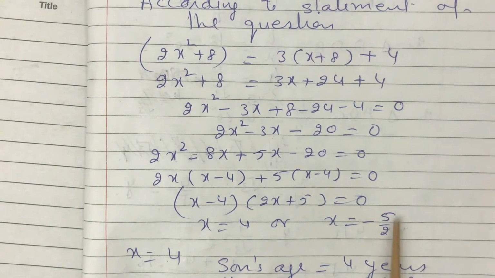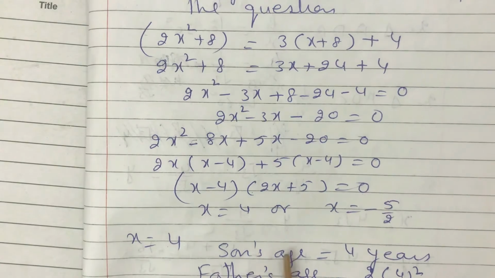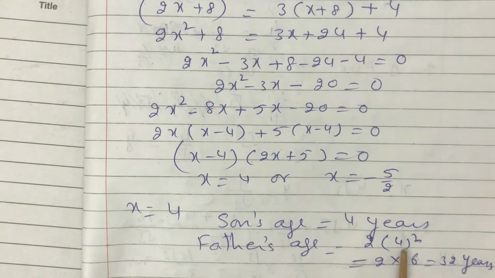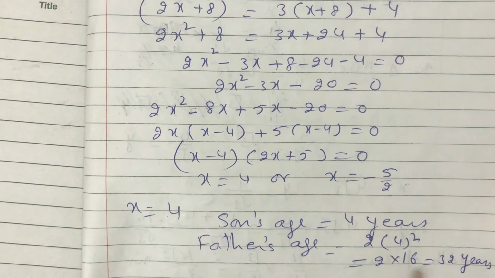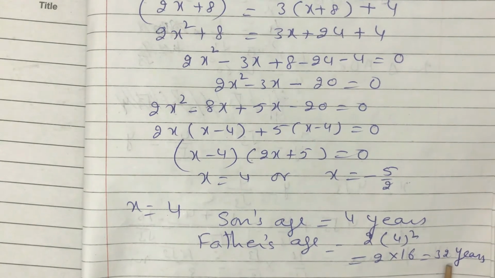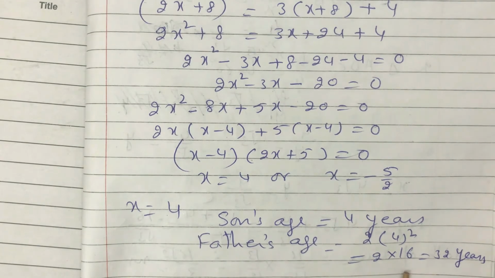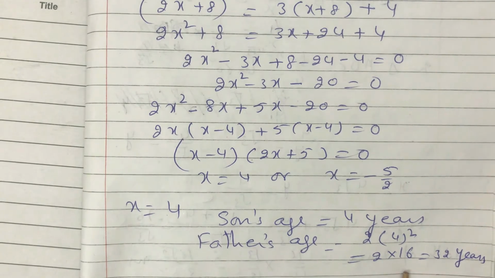This is not possible because it is negative. So the son's age is 4 years. The father's age will be 2 times 4 square, that is 2 into 16, that is 32 years. So the age of his son is 4 years. The father's age at present is 32 years.